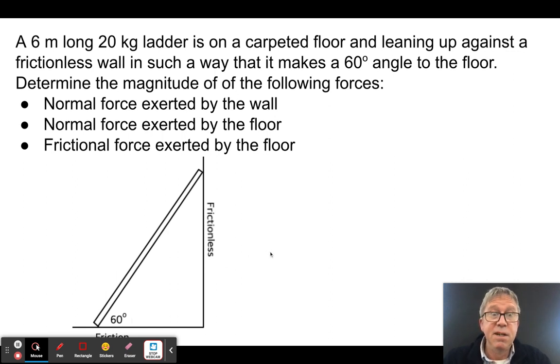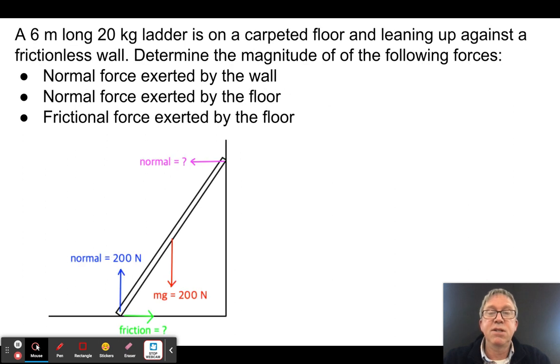It seems kind of tricky to deal with right now, but it's really not. So let's just try this here. So I'm going to just draw the forces. So mg is going to be 20 times 10, so 200 newtons acting at the center of mass, which is 3 meters up, pointing straight down. And since this is 60 degrees, this must be 30 degrees.